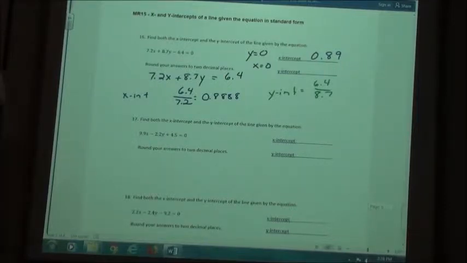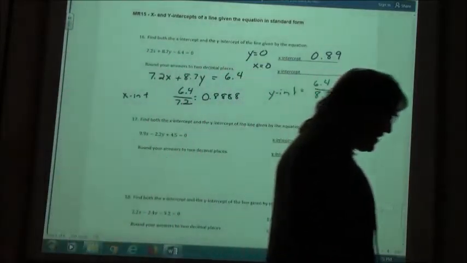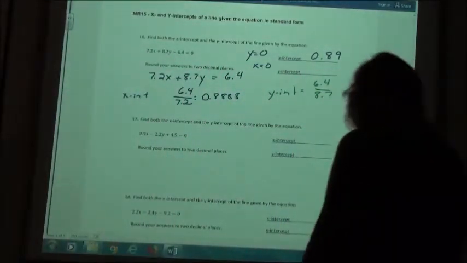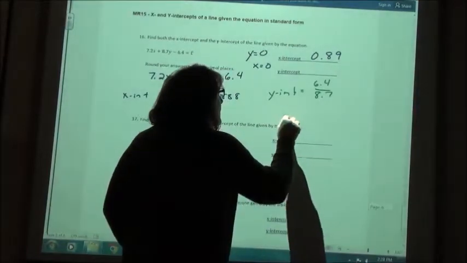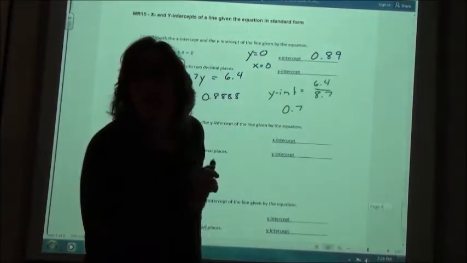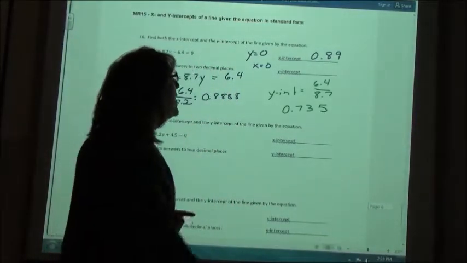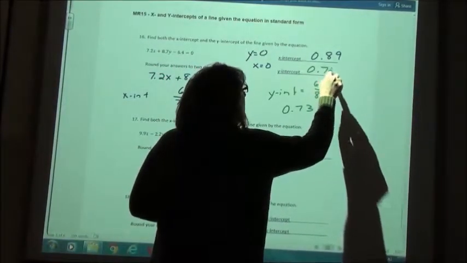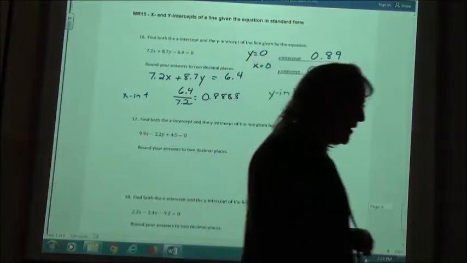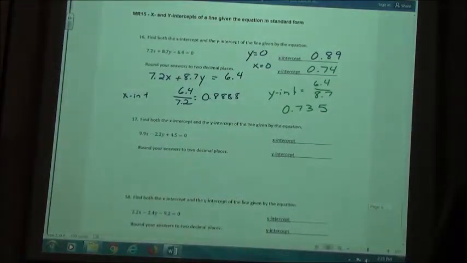If you divide 6.4 by 8.7 on your calculator, you get 0.735. So if I round that off to 2 decimal places, I would use 0.74, because I have to round that one up, right?